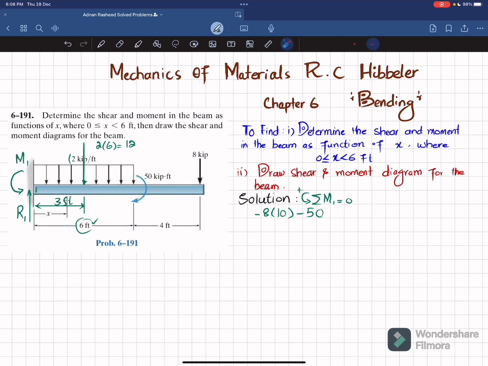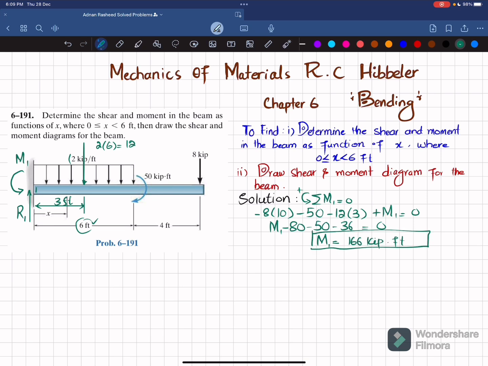Okay, so the third moment will be due to this 12 kips load, and the perpendicular distance is 3, and this is also producing clockwise moment, so it will be negative. So I will write minus 12 into 3. And the last moment is this reaction moment, which is counterclockwise M1, and that will be positive. But the sum of all moments about point 1 must be equal to 0. So from here we will get M1 minus 80 minus 50 minus 36 is equal to 0, and we will get this M1 equal to 166 kips into feet. So this is the reaction moment when you remove this fixed support.